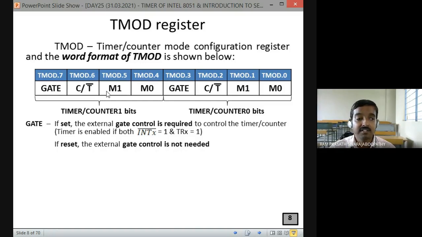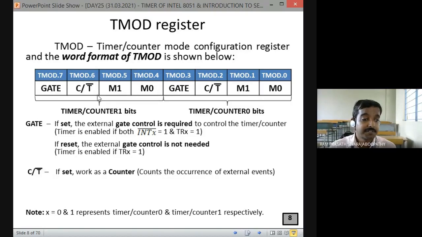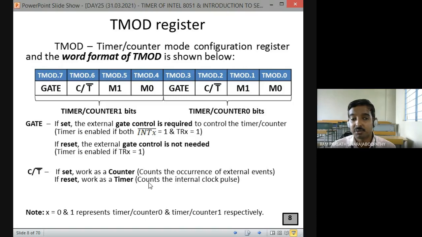On seeing the second bit, you can say C/T bar. Can you guess? What does C stand for? What does T stand for? It can be used as either timer or counter. Yes, C stands for counter and T stands for timer. Very good. That means if C/T bar is set, meaning 1, it is going to function as a counter. If it is reset, it is going to work as a timer. Is it clear to everyone? Whether we configure a timer or a counter can be decided using this bit.